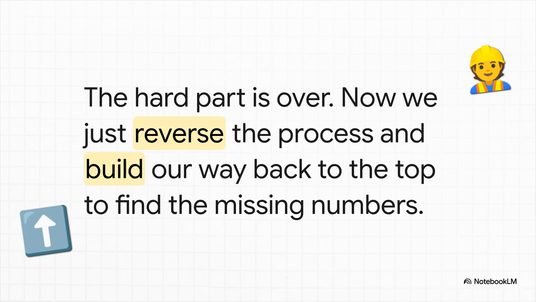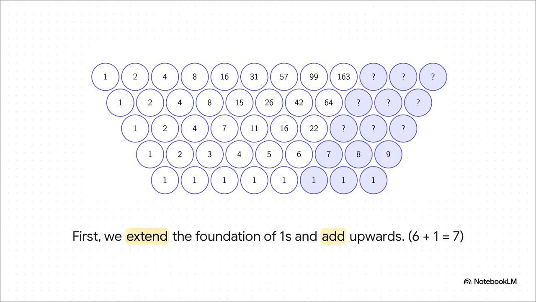Okay, so we found our foundation. Believe it or not, the hard part is over. Now all we have to do is reverse the process. Just build our way back to the top, and the missing numbers are going to pop right out. So first, we extend that foundation out. We just pop another 1 on the end.